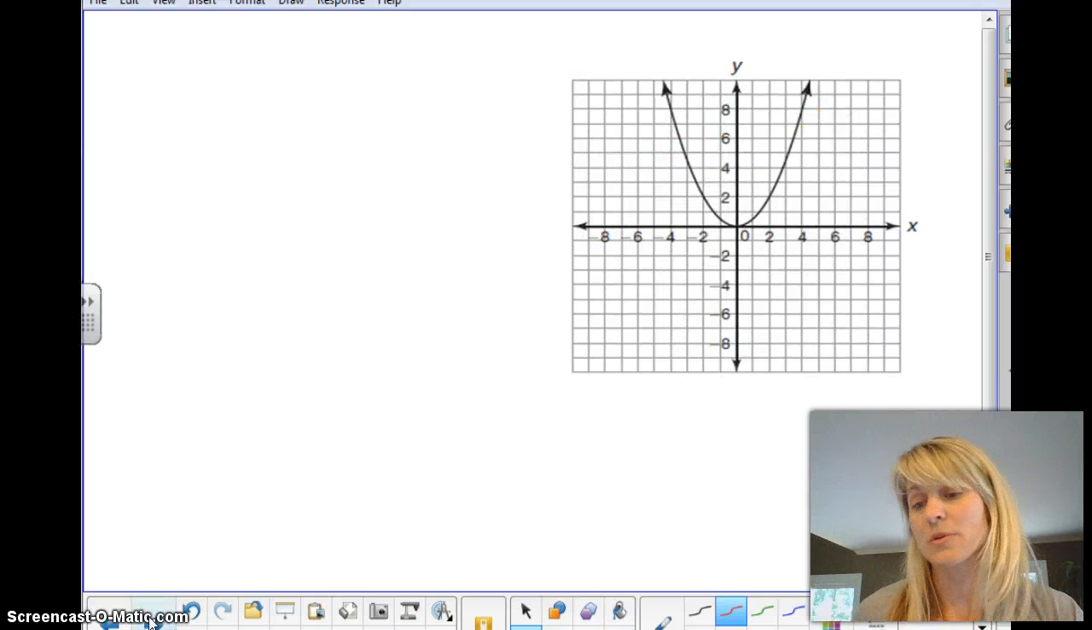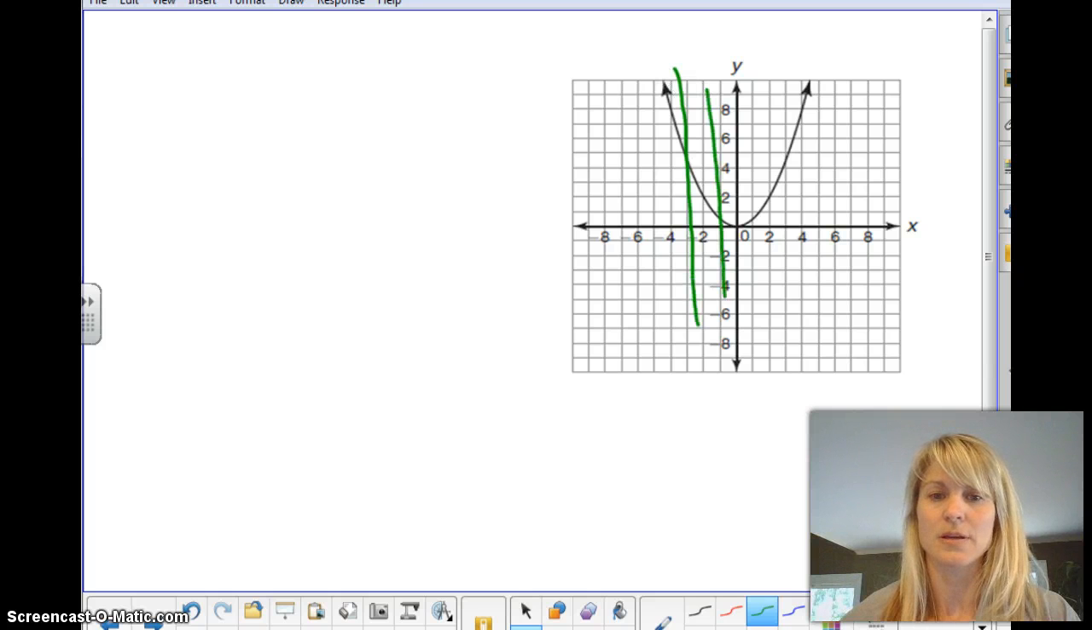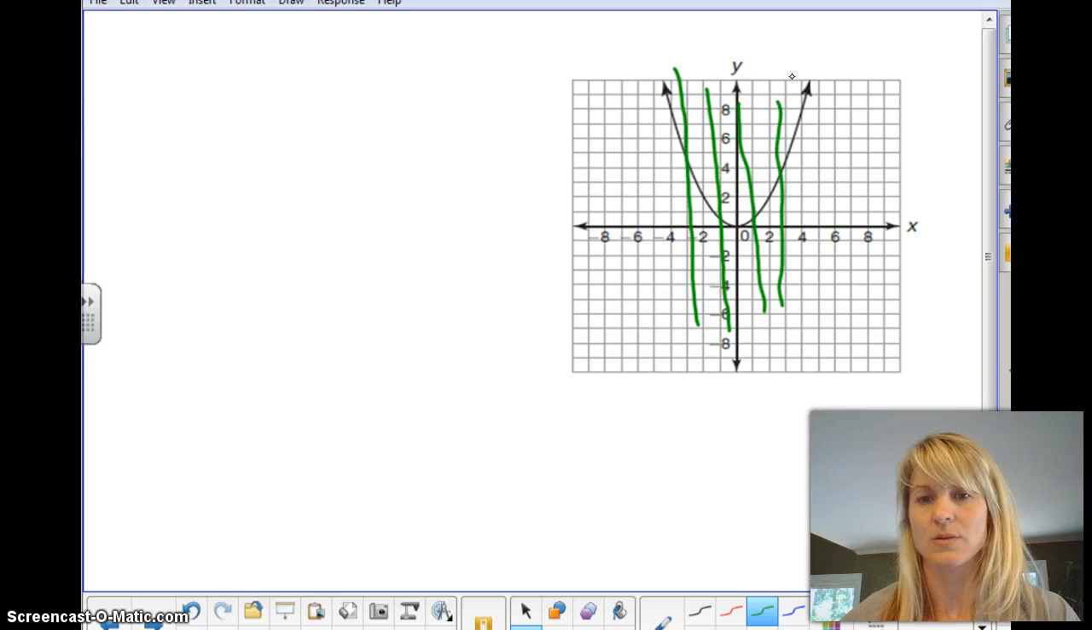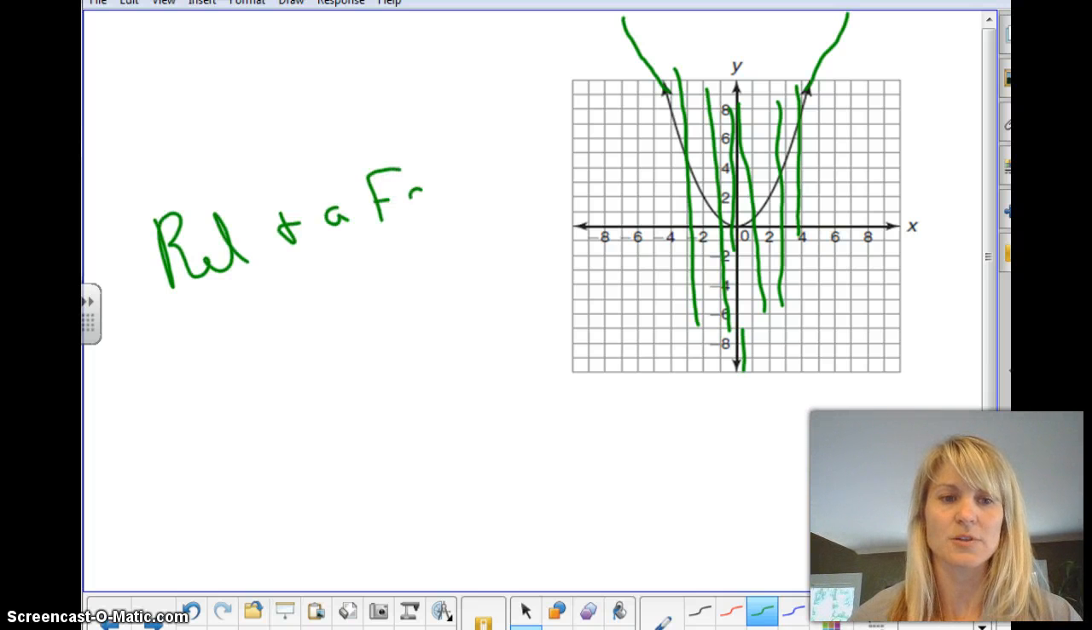Mostly when you have a graph, it's easier if it's something drawn out to do your vertical lines. So if I were to draw a vertical line, and I know these aren't great lines, I can see it only goes through it one place, one place, one place, one place. And this is going forever out in these directions, so at no point is it going to go through it twice. So I'd say this is a relation and a function.